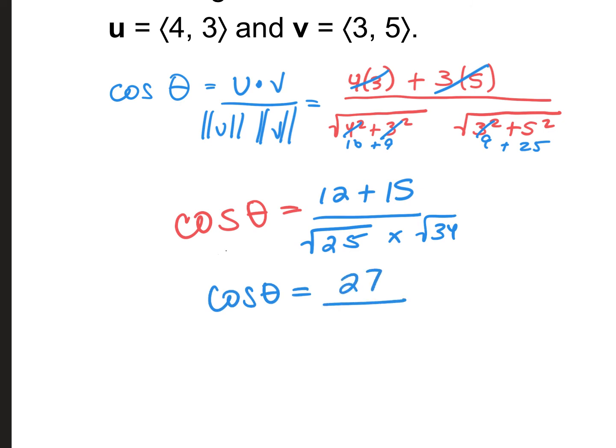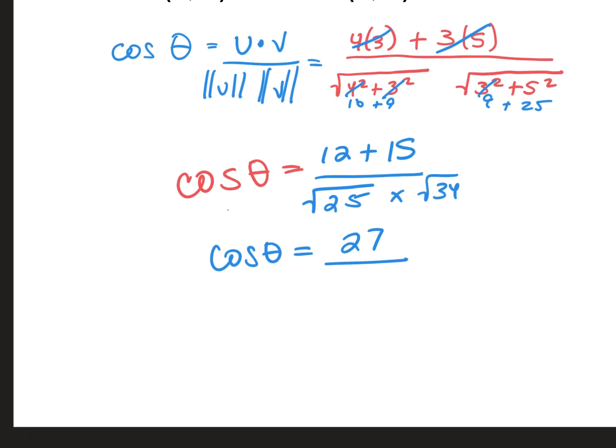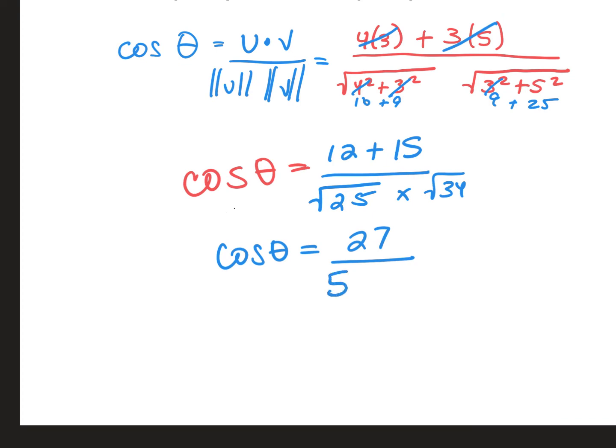27 over. Now, say you had 2 square roots here that didn't simplify. It's no big deal because you have a calculator. But square root of 25 is 5, right? Times square root of 34. Can I write it like that? Yeah. You can do this in your calculator. You don't have to do anything else other than your calculator. We can leave it like that. No, you're finding the angle. So you have a calculator.